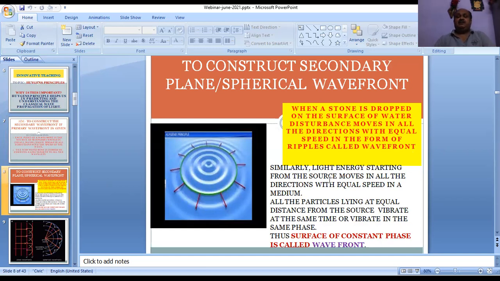Similarly, light energy starting from the source moves in all directions with equal speed in a medium. All the particles lying at equal distance from the source vibrate at the same time, or vibrate in the same phase. Thus, the imaginary surface of constant phase is called a wavefront. This is the simple definition according to the NCERT book.